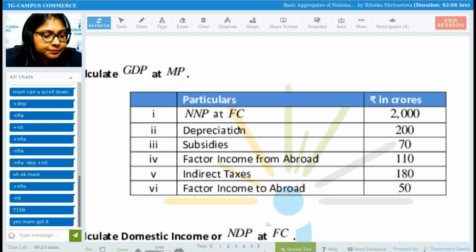Gokul, small mistake. Very small mistake, or else your answer would have been right. Check it properly. Check the calculations.